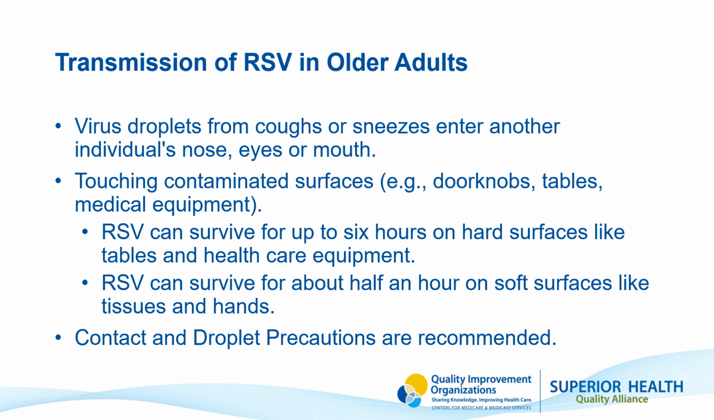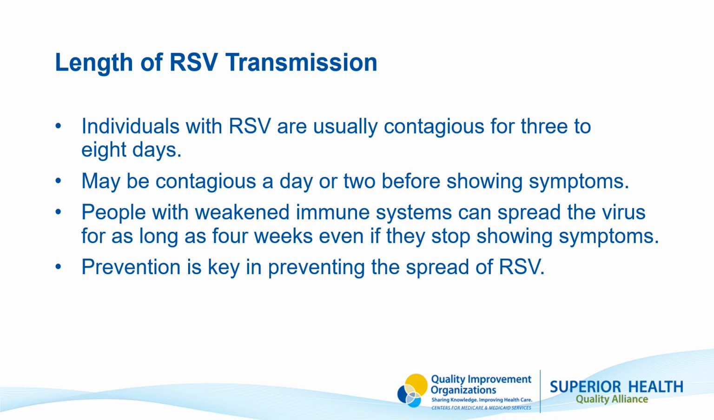Contact and droplet precautions should be implemented when someone is suspected of having RSV. We discuss prevention and precautions in the second RSV module in more detail. Individuals with RSV are usually contagious for about 3 to 8 days and may spread it to others. They may actually be contagious a day or two before they start showing symptoms. Adults with weakened immune systems can spread the disease to others for as long as 4 weeks, even after they stop showing symptoms. Prevention is the key in preventing the spread of RSV.